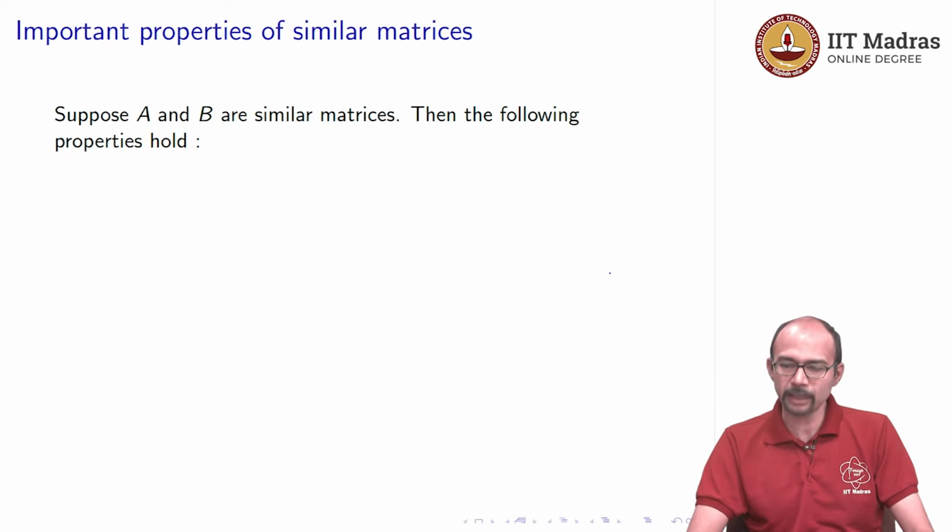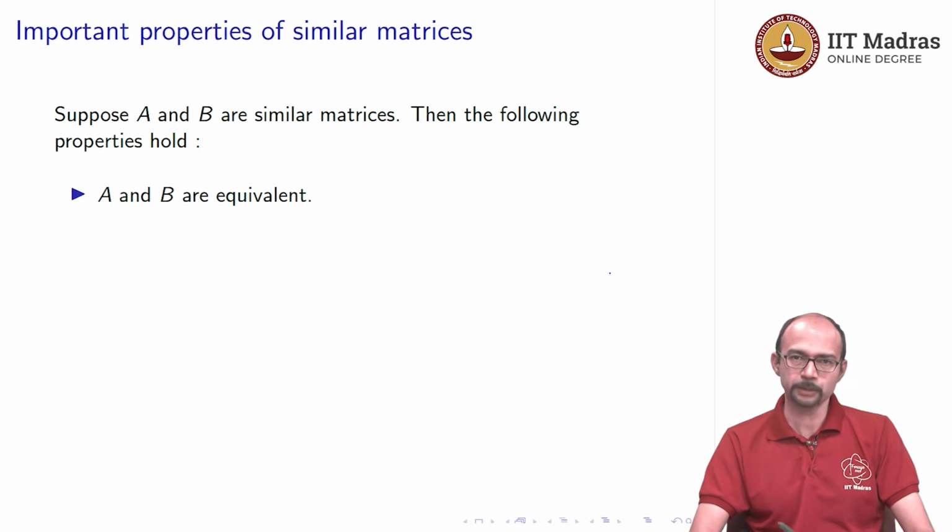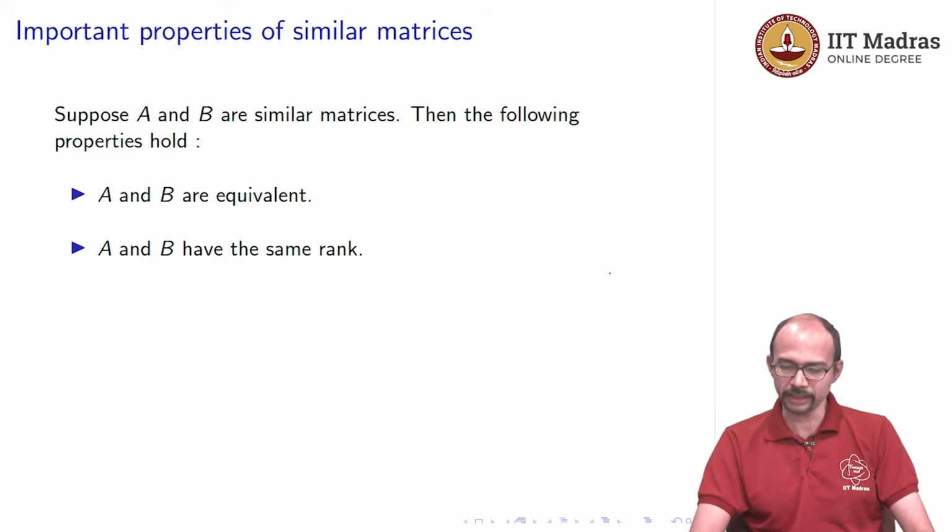Why do we really care about similar matrices? The reason is some of these properties. The first is that A and B are equivalent. This is clear because equivalent means that there are P and Q so that B is Q times A times P, where P and Q are invertible. But if they are similar, then you can take Q to be P inverse and P to be P. So this is clear. A and B have the same rank as a result.